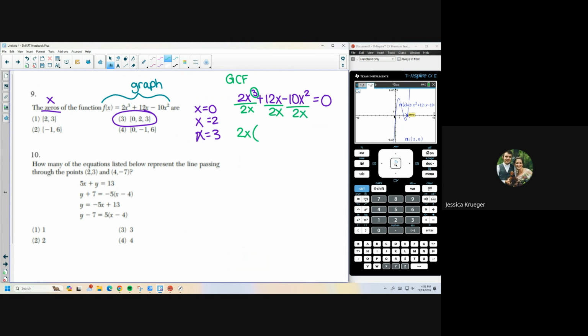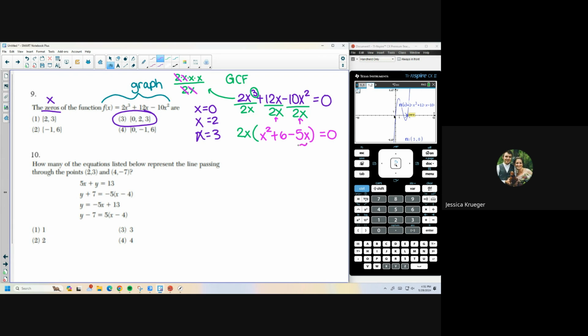As a quick reminder, this first term, 2x to the third, means 2 times x times x times x, and I'm dividing it by 2x. So these 2's divide out and one of the x's divides out. That leaves me with x squared, plus my second term is going to leave me with 6, minus, and then my third term is going to leave me with 5x. Carry down your equal 0.